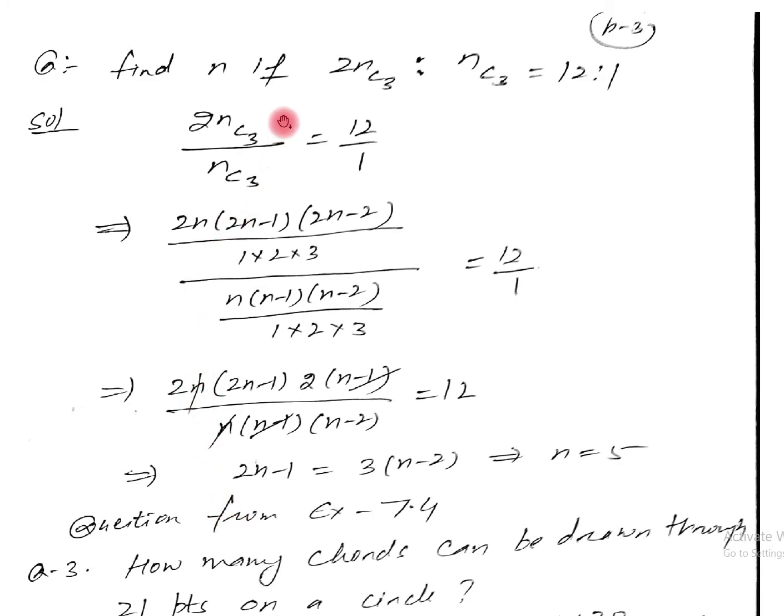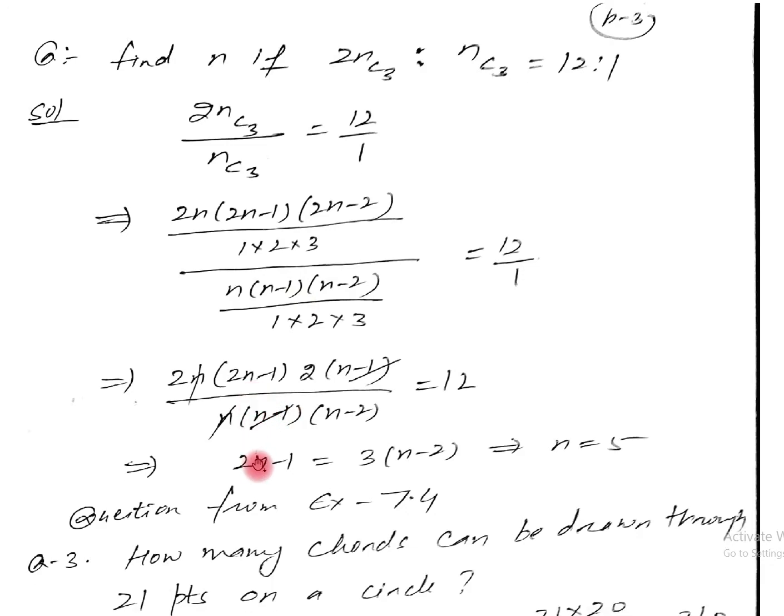Now the question is here, find n if 2nC3 ratio nC3 equal to 12 ratio 1. Now it is given that 2nC3 upon nC3 equal to 12 by 1. 2nC3 can be written as 2n into 2n minus 1 into 2n minus 2 upon 1 into 2 into 3. Similarly, nC3 can be written as n into n minus 1 into n minus 2 upon 1 into 2 into 3 equal to 12 by 1. Simplifying and doing the calculation, we are getting the value n equal to 5.